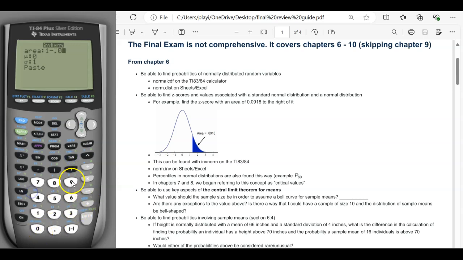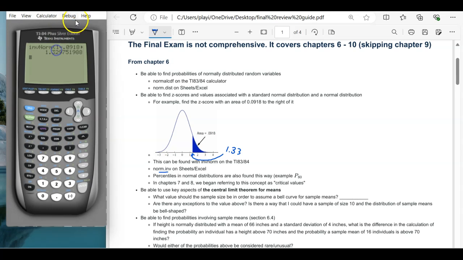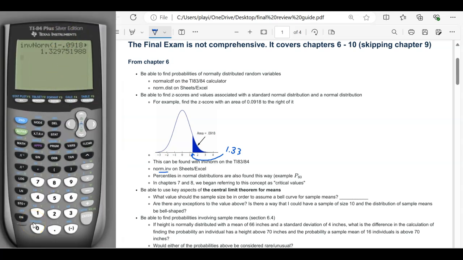So 0.0918 is the area to the right, and the area to the left is 1 minus that. The mean is 0, the standard deviation is 1 because this is the z distribution. And so there would be that number, 1.33 roughly, that cuts off that upper area of 0.0918 from the lower area. You can do that with norm.inv in Sheets or Excel the same way. You would have to subtract the area from 1 because it's an area to the right.